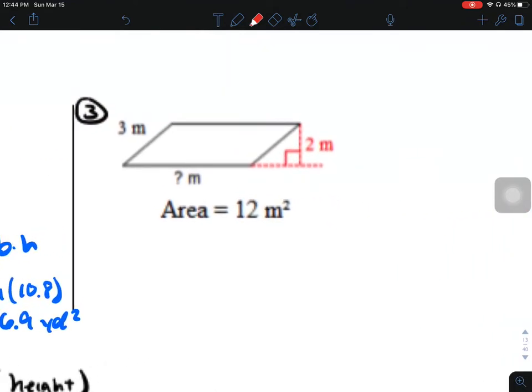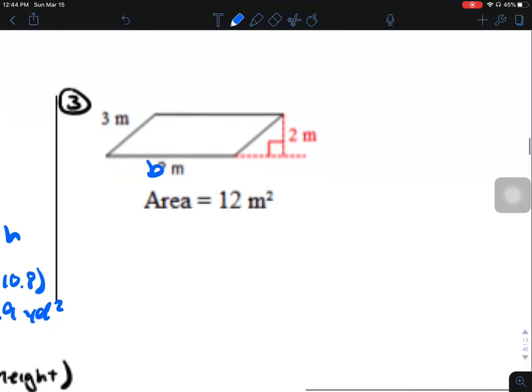Number 3. We are told what the area is, and it wants to know what is that question mark. I'm going to call that question mark a B. Well, to find the area of a parallelogram, you take the base times the height. The base, we don't know.